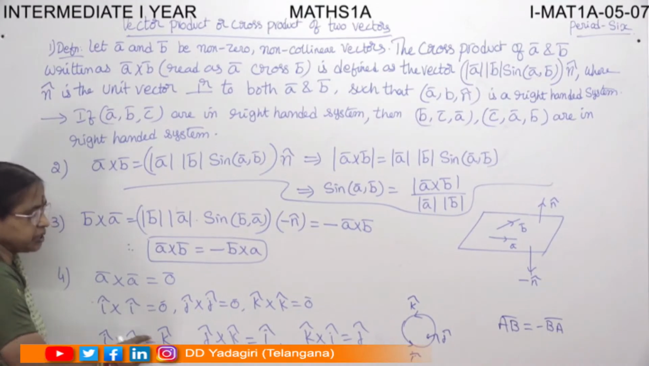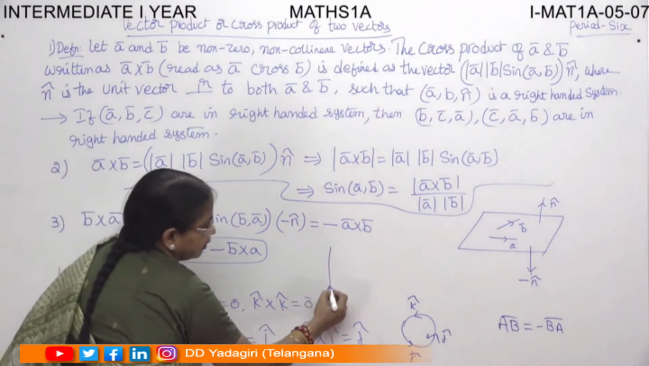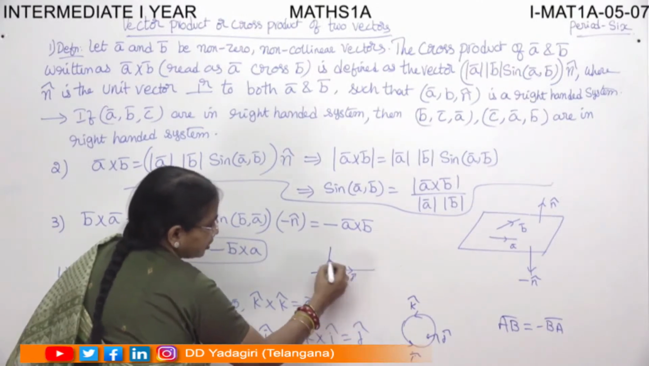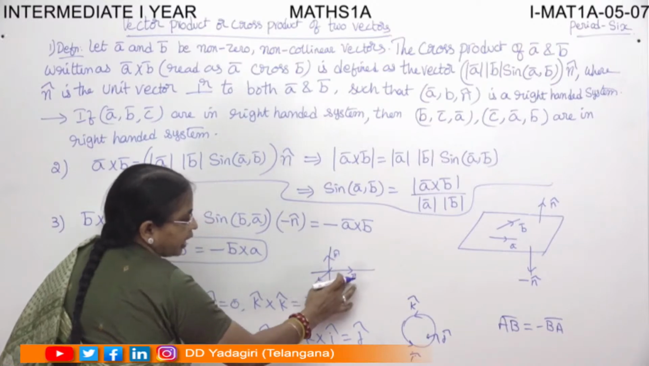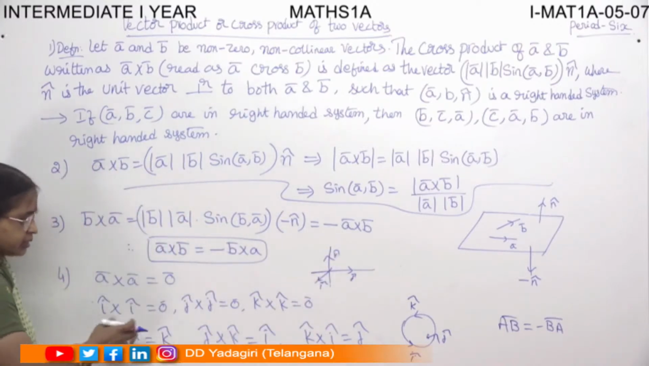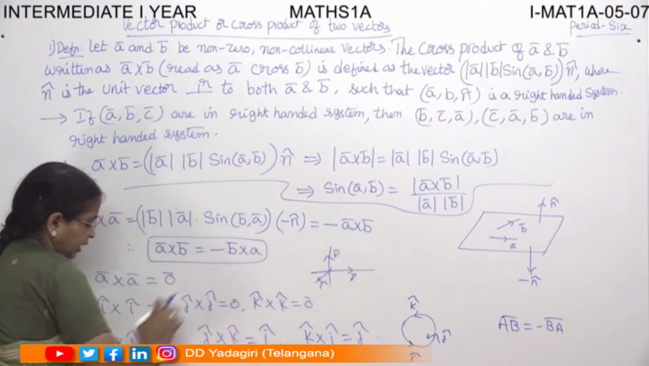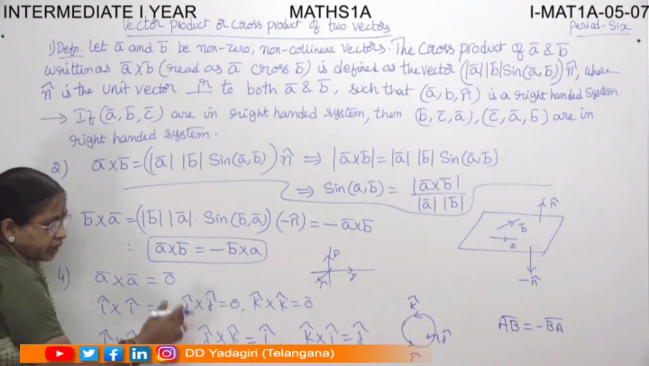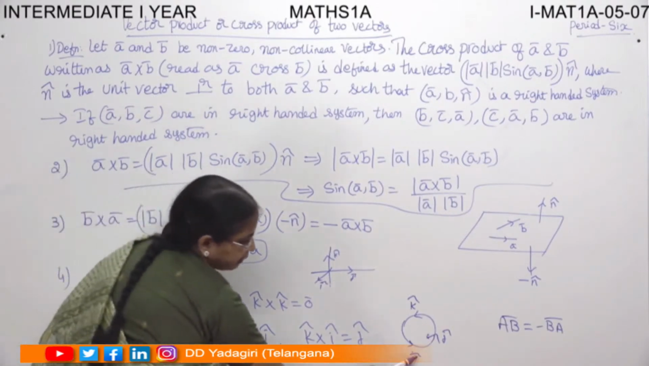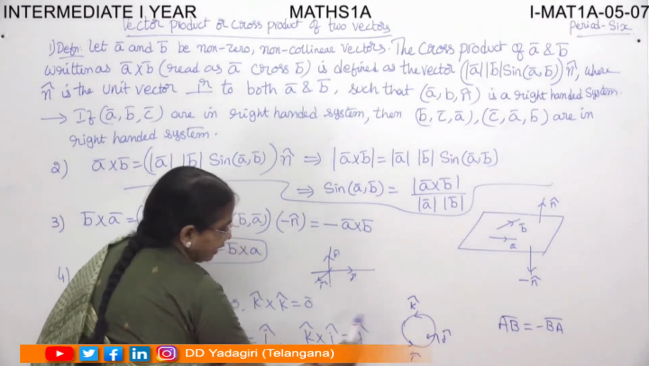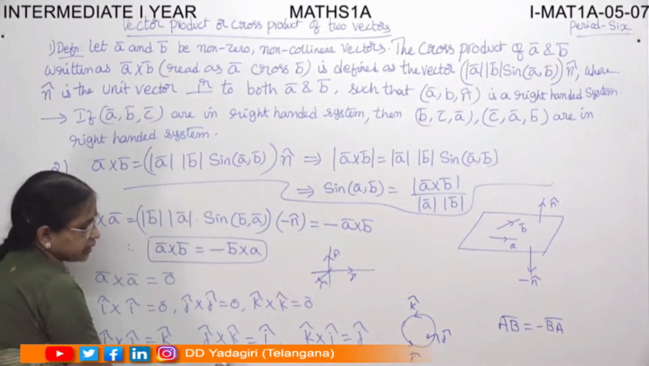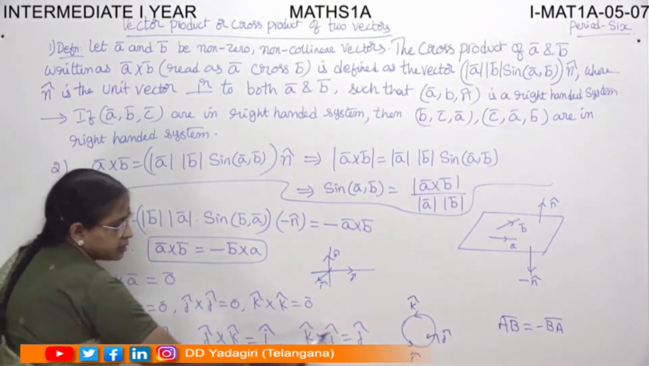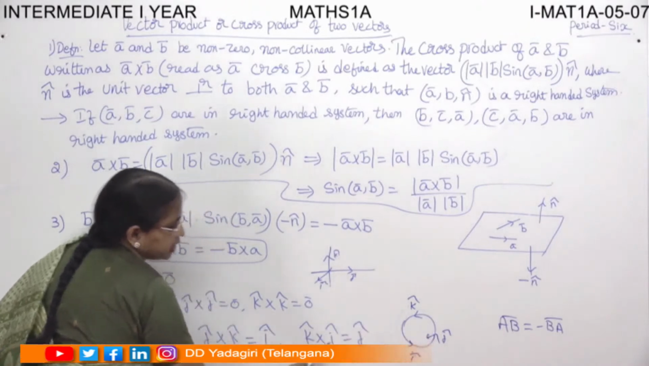Next, I cross J is K, because in the coordinate system you have I like this, J like this. So the perpendicular vector to both I and J will be K. So I cross J is K. Again, when the rotation is from I to J to K, you write the third vector. So it is J cross K. J and K are in this direction only. So J cross K is I. Similarly, K cross I will be J, like that.